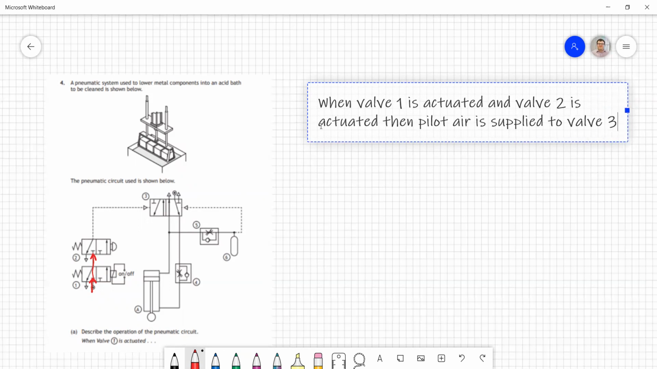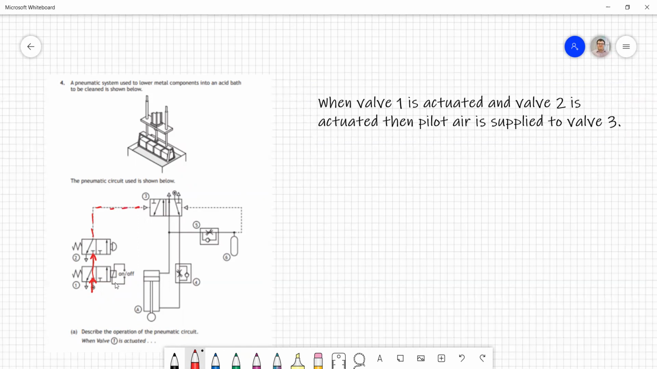So we don't need a big burst of air, we just need valves 1 and 2 to be actuated at the same time, and that's going to allow, it could be a burst, a short puff of air, it's going to allow air to be supplied as pilot air. Remember, pilot air is the air that's used to actuate valves. It's not going to be going into a cylinder, it's not going to be used to move a piston. This air that's coming through valve 1 and valve 2 is just being used to switch the state of valve 3.